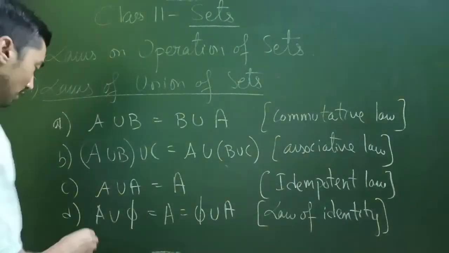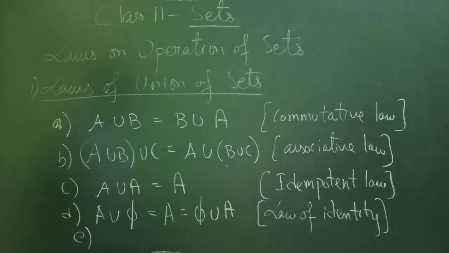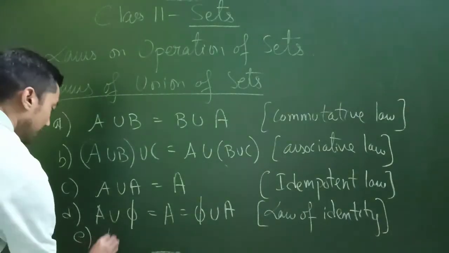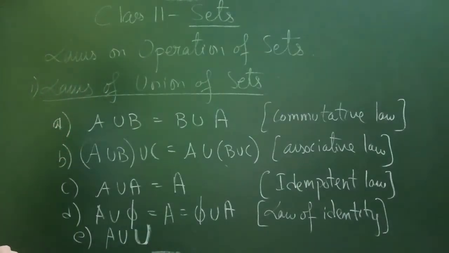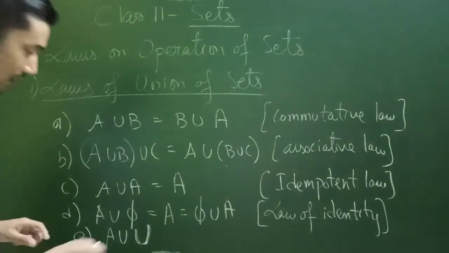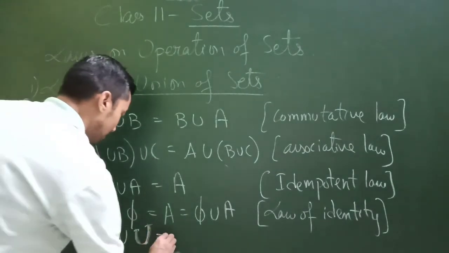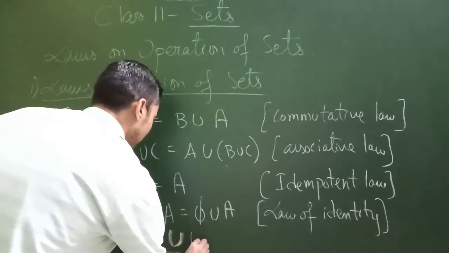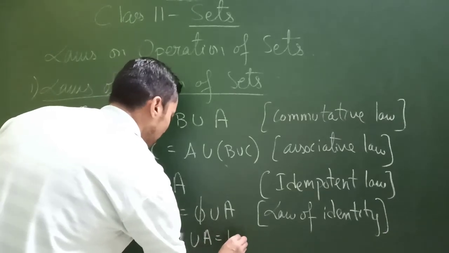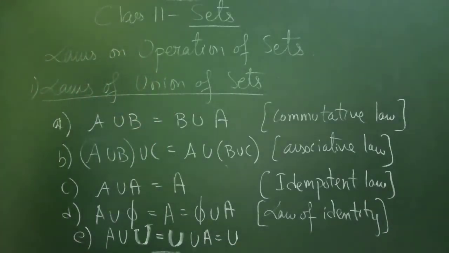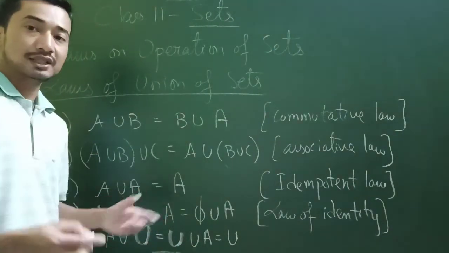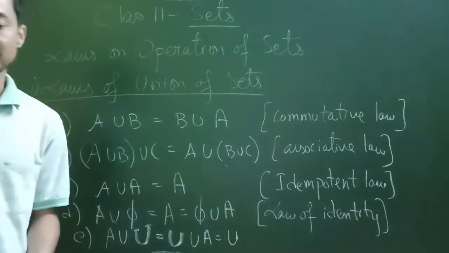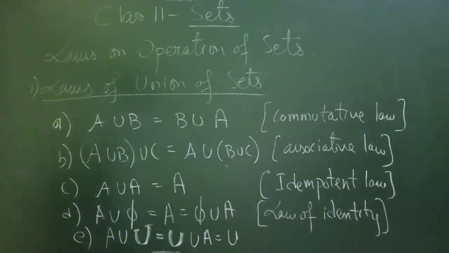And then of course there's one more: A union the universal set is the same as universal set union A, and that's also going to be the universal set. Why? Because the universal set is the big set, the mother set, so A is always going to be a subset of the universal set. You can pause the video and note down.